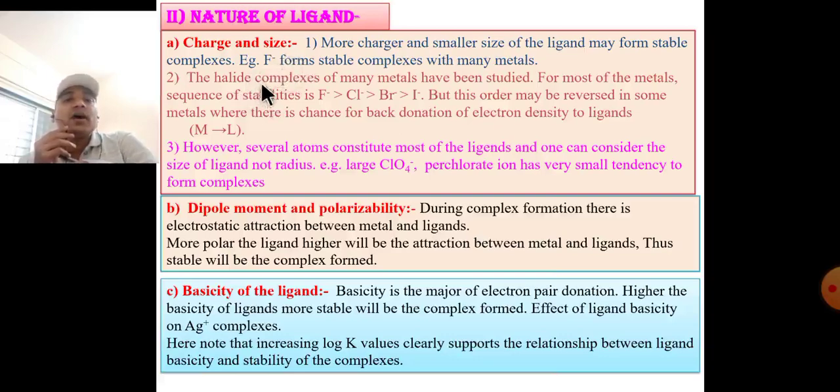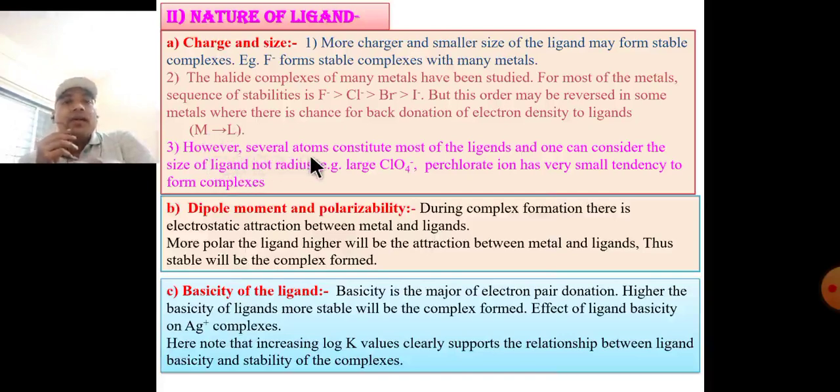Second, the halide complexes of many metals have been studied. For most of the metals, the sequence of stabilities is F minus, Cl minus, Br minus, I minus. But this order may be reversed in some metals, where there is a chance for back donation of electron density from metal to ligand.